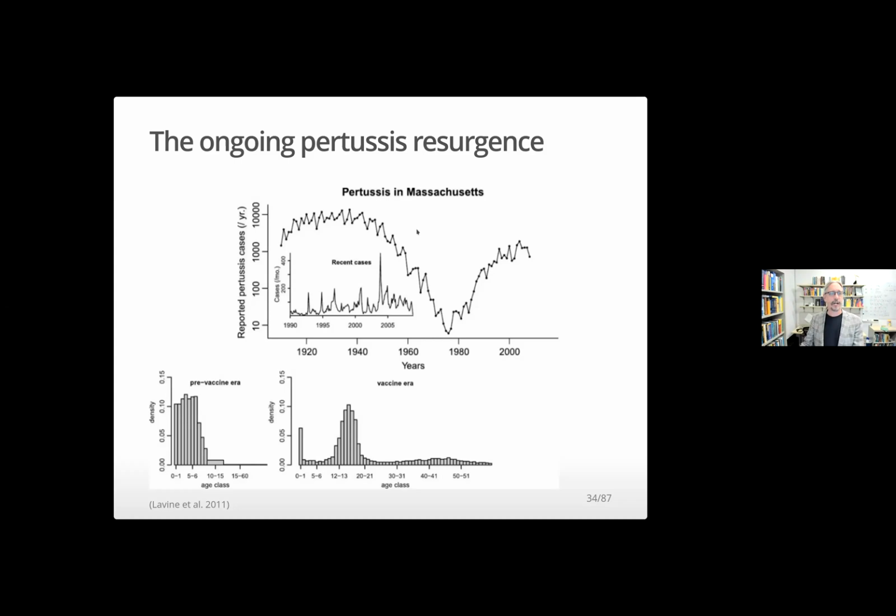This is just data from the American state of Massachusetts, where we see annual cases on a log scale. You can see that when the vaccine was introduced in the 40s in the United States, there was a rapid drop in the overall incidence, but since the late 70s, it's been coming steadily back. That's also manifest in a shift in the age distribution. So in the pre-vaccine era, what we see are a lot of cases in preschool and early school age children. But in the more recent period, there's still a mode here with the infants, too young to be vaccinated. But we see now the majority of cases are in teenagers in these highly vaccinated regions.